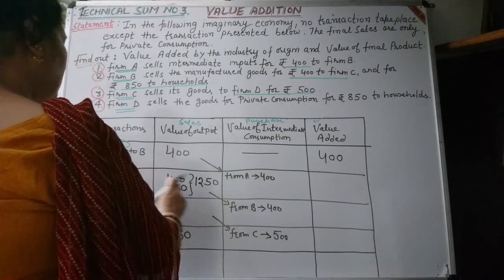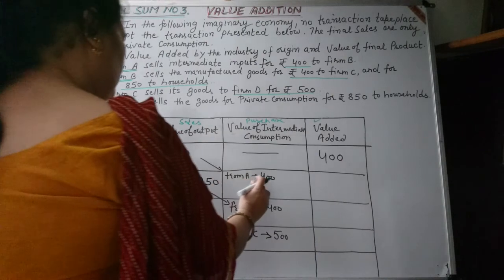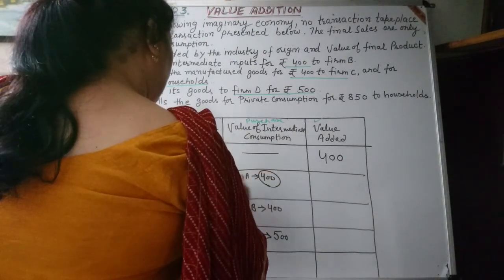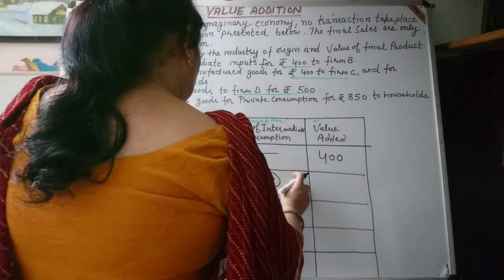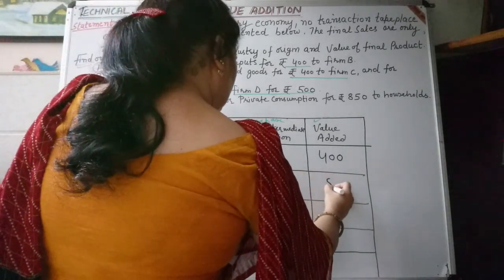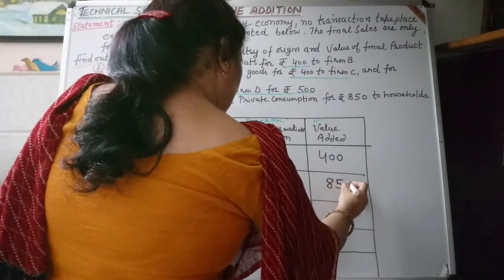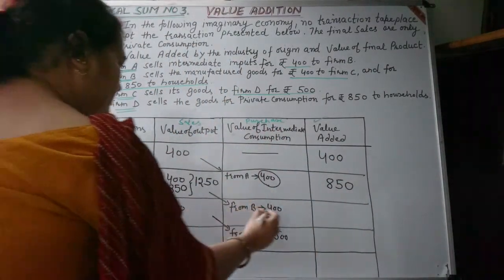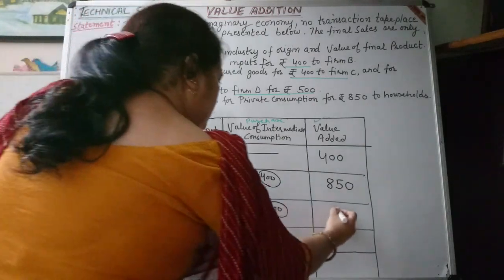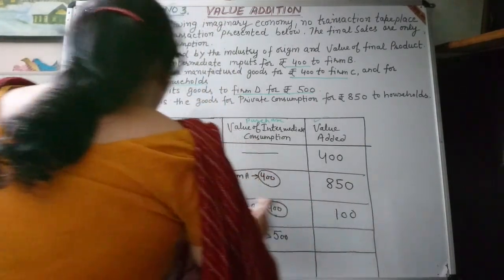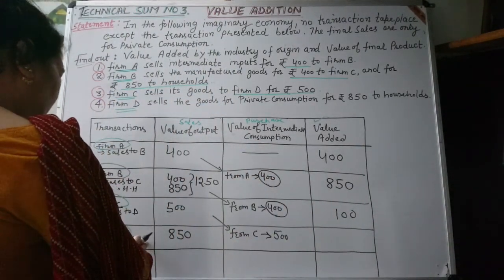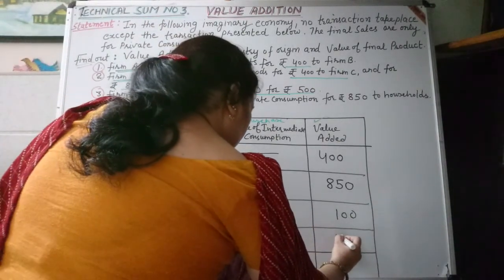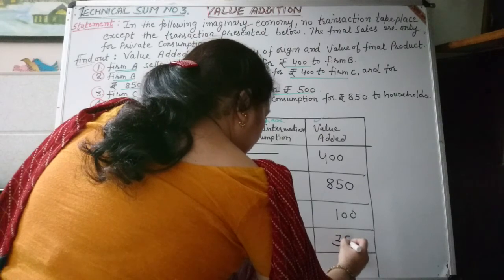Next, 1250 will be the total sale by firm B. 1250 minus 400 will be 850. Then 500 minus 400 is equal to 100, value addition by firm C, and the value addition by firm D is equal to 350.